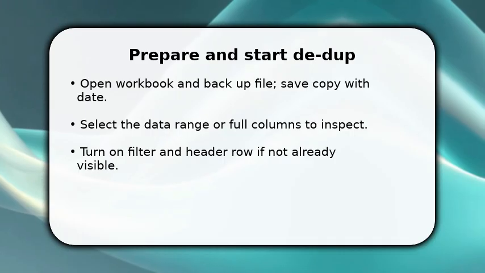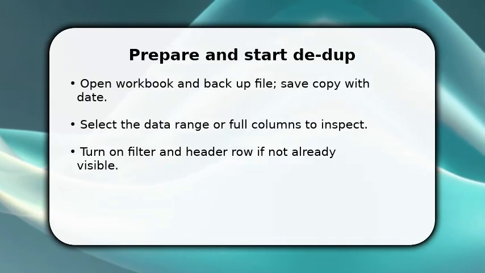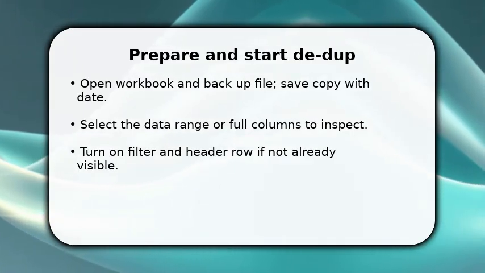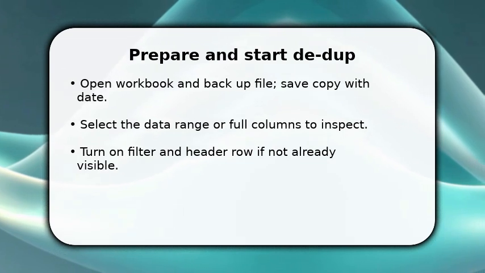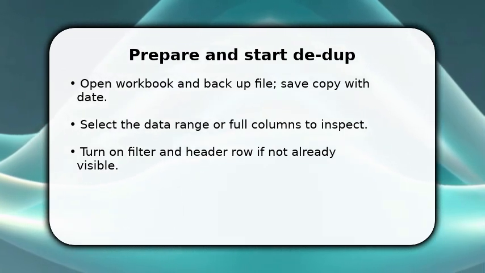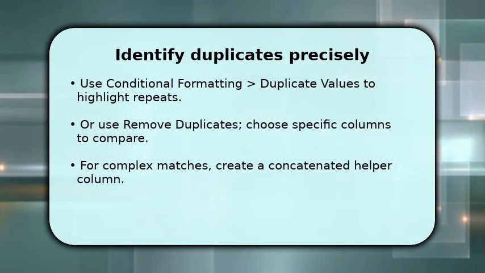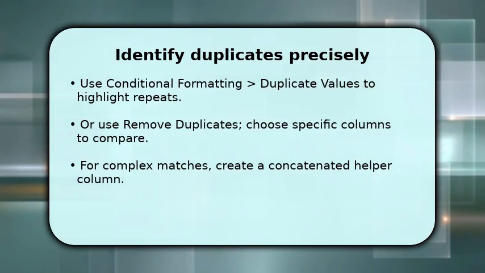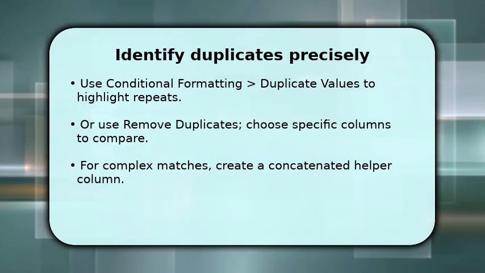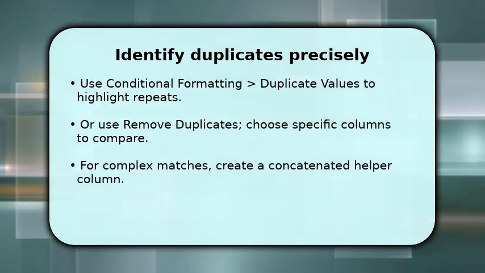Then, move to the Data tab and focus on the Remove Duplicates and Conditional Formatting options. These are your primary tools to locate repeats. You now identify duplicates. First, try Conditional Formatting, duplicate values, to get immediate highlights. This shows you where repeats live without removing anything.